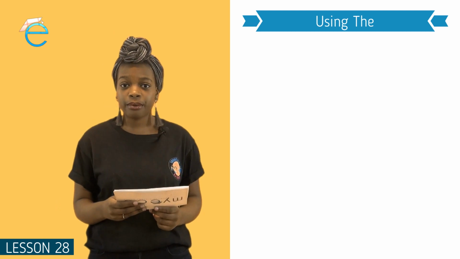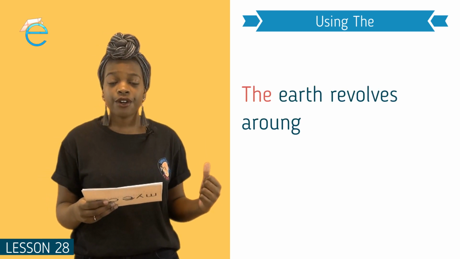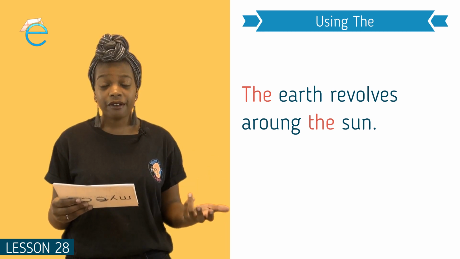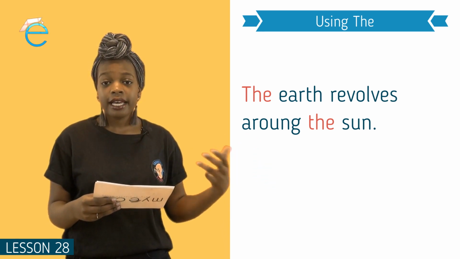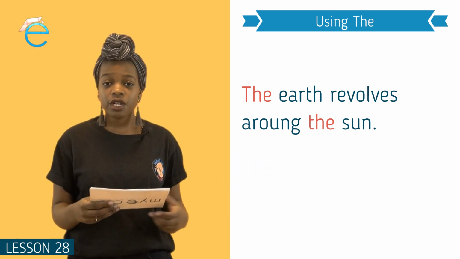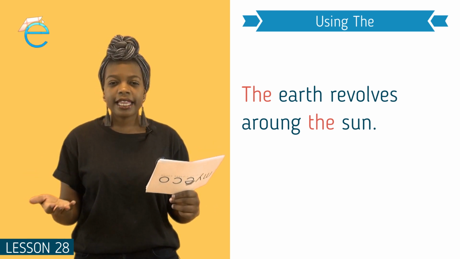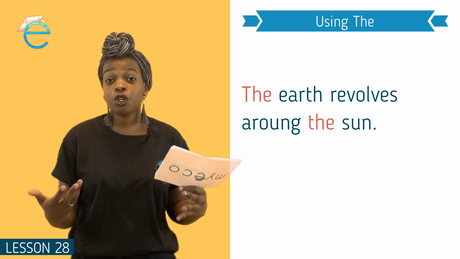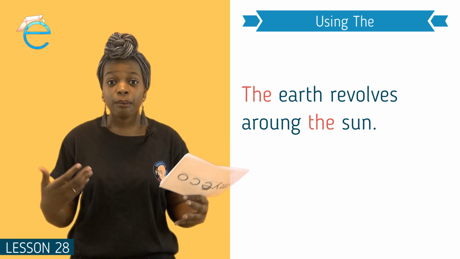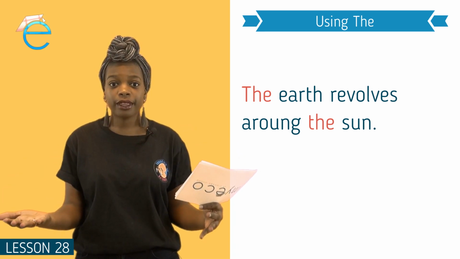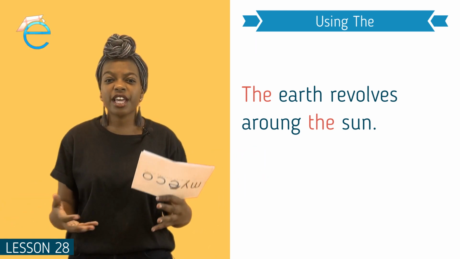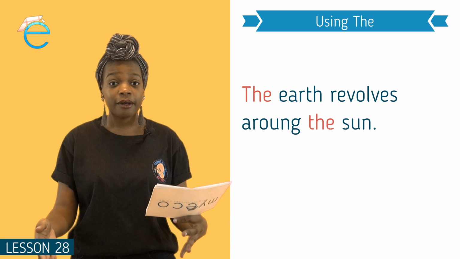Let's have a look at an example. The earth revolves around the sun. The earth is something unique, only one of them, and the sun is also unique, only one of those. So we can see that these are things that because they are unique, it can be assumed that both people in the conversation know about them. So we can say the earth and the sun because they are specific and unique.